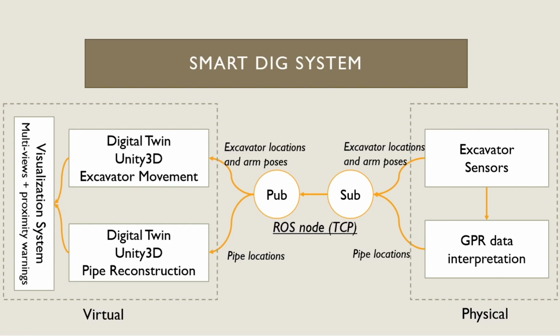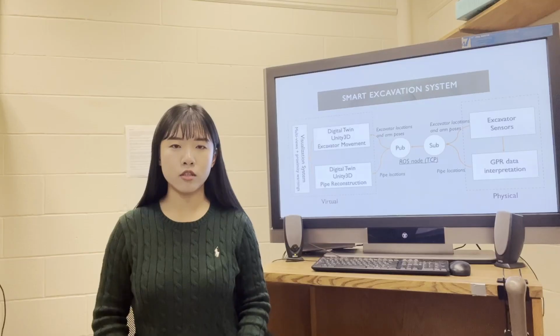The system can provide users with a construction site from different perspectives, such as bird's eye view and a side view. It can also prevent pipe collisions and struck-by accidents by providing proximity warnings to operators. Next, we will show you a demo video of our visualization system.